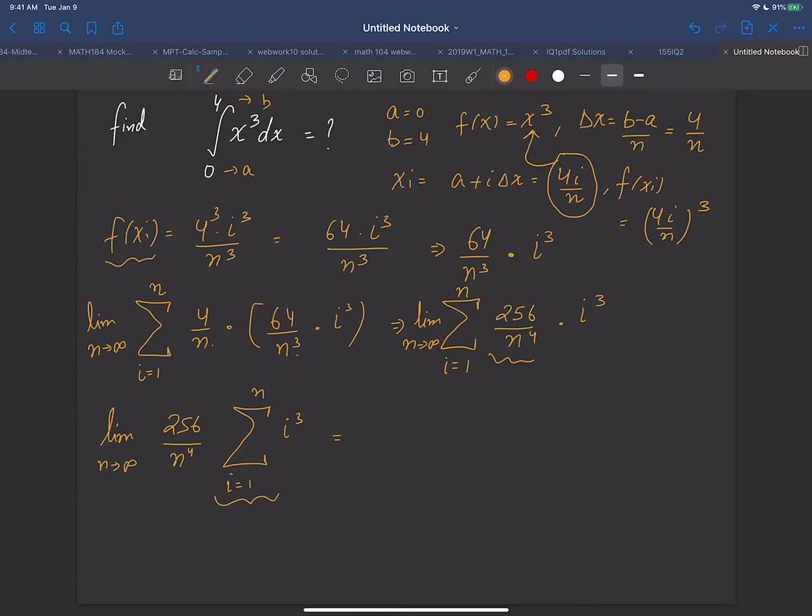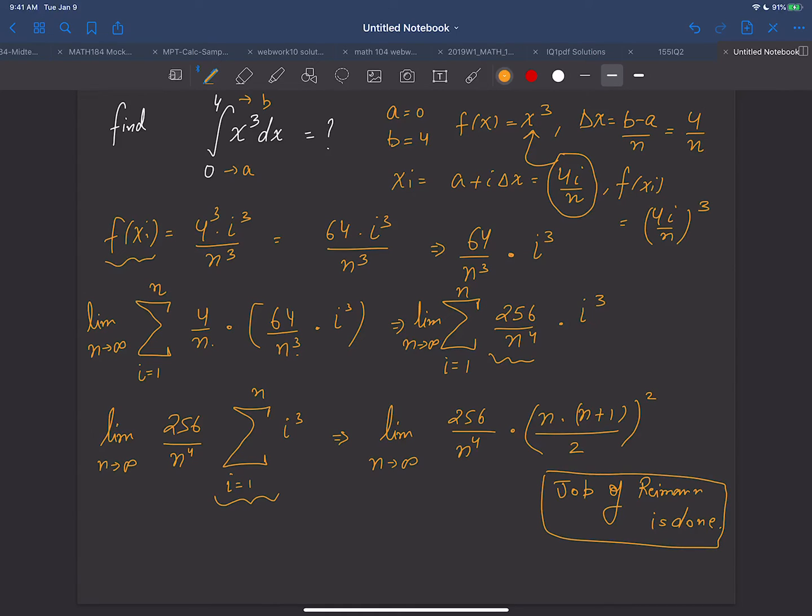So by breaking this down, you can write this as the limit as n going to infinity of 256 divided by n to the 4 times the breakdown of the i cubed summation, which is going to be n times n plus 1 over 2, whole squared. Okay, at this point, the job of the Riemann sum is done. This spot is where you're done with the Riemann sum. Whatever's left now is to actually evaluate this limit, and that's where it becomes hard.